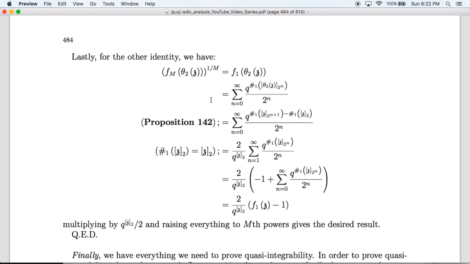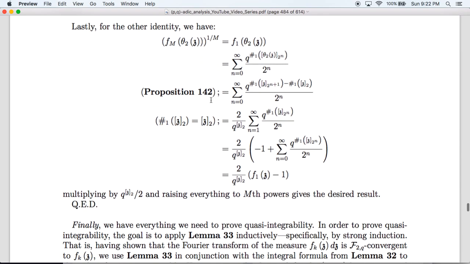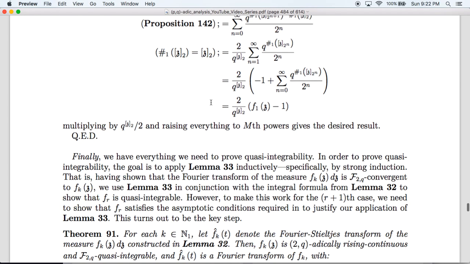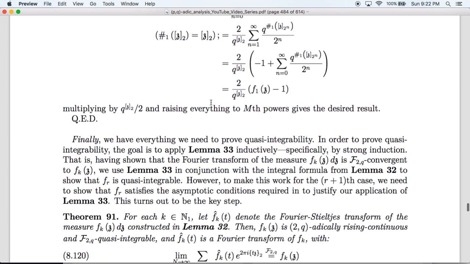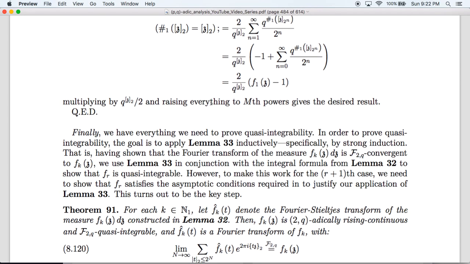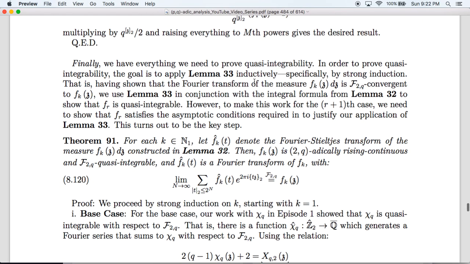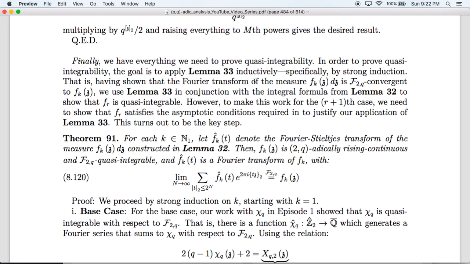Finally, with all this done, we have everything we need to prove quasi-integrability. So the goal here is we're going to apply our lemma inductively, and we're going to use the result that we just proved to show that the asymptotic conditions are satisfied. So our theorem is as follows. Let fk hat of t denote the Fourier transforms of these measures as we constructed in lemma 32.